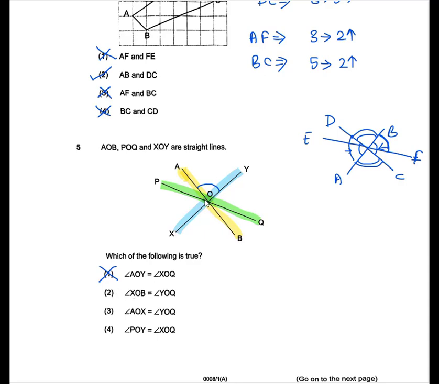Similarly, XOB is comparing between XY and AB. This angle is between XY and AB. This is definitely equal to AOY, that is sure. But here, the other angle is angle YOQ. This is YOQ. Definitely not between the same lines, and also they don't really look to be vertically opposite. So this is wrong. And AOX, so this is between AB and XY.